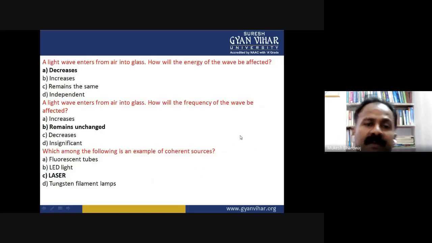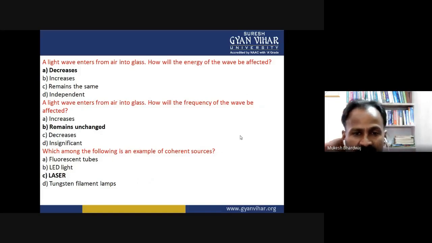A light wave enters from air into glass. How will the energy of the wave be affected? The energy of the wave decreases. How will the frequency of the wave be affected? It remains unchanged.